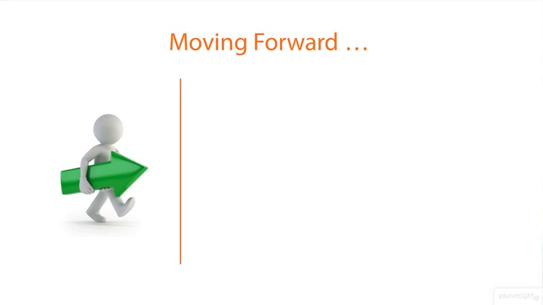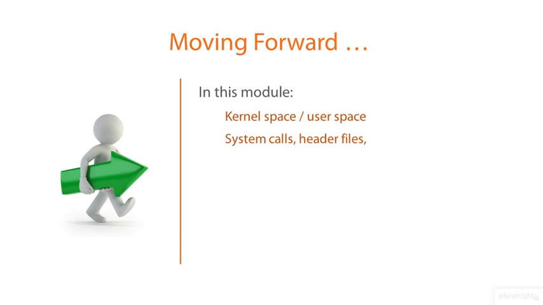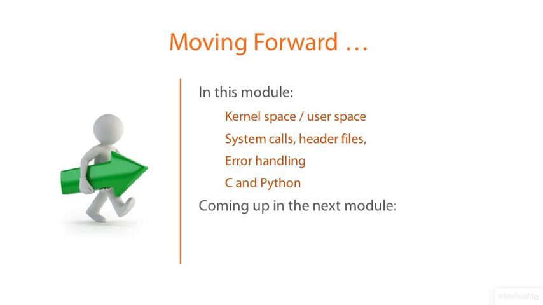We're at the end of this module now. In this module, we've looked at the distinction between kernel space and user space. We've seen what a system call is, we've understood the role of header files, we've seen how to handle errors in system calls, and we've looked at some of the differences between C and Python.